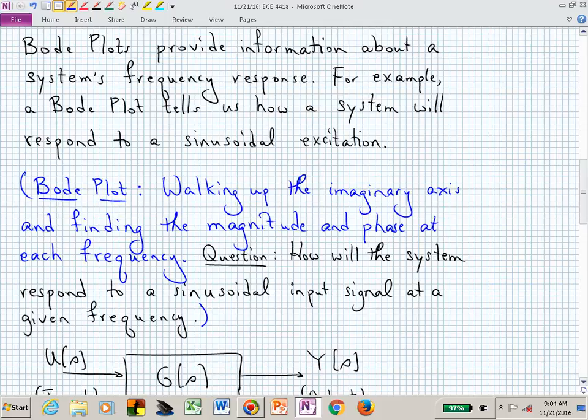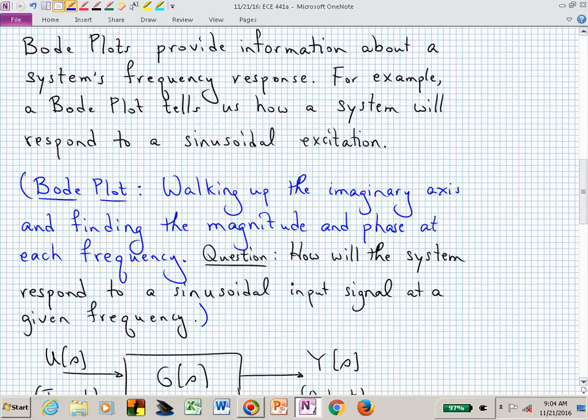You can get out your dividers and measure the lengths from the poles and the zeros and take the ratios. That's going to be your magnitude. And if you get out your protractor and measure the angles to that location, that will be your phase at that particular point. And you just keep walking.